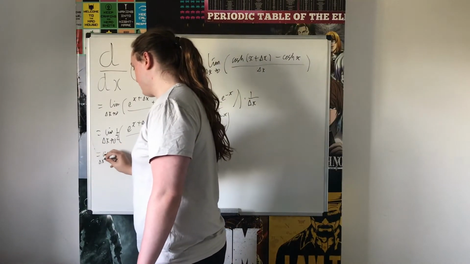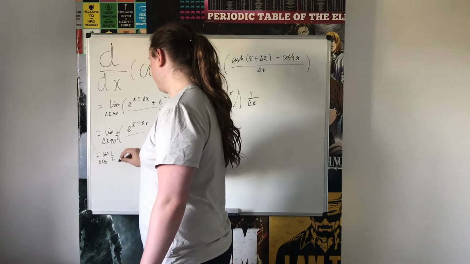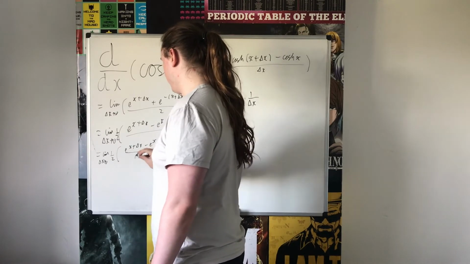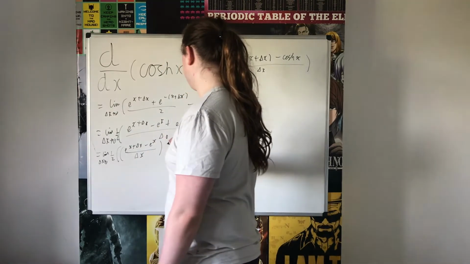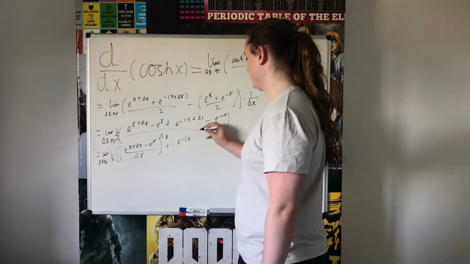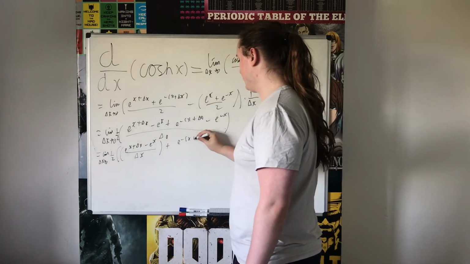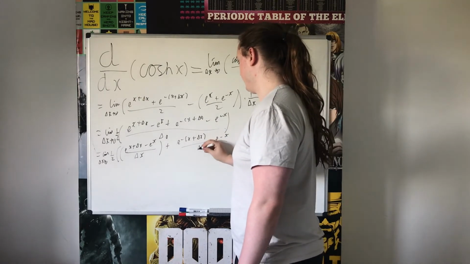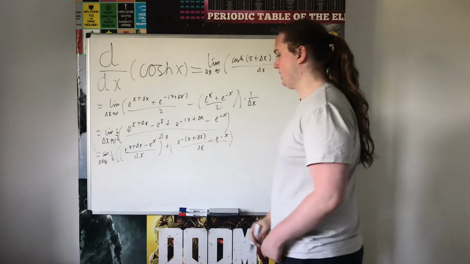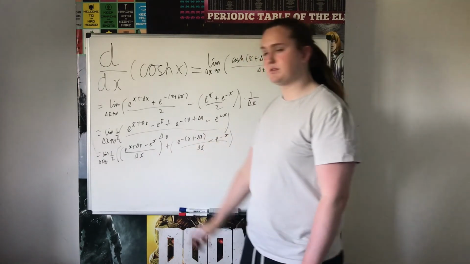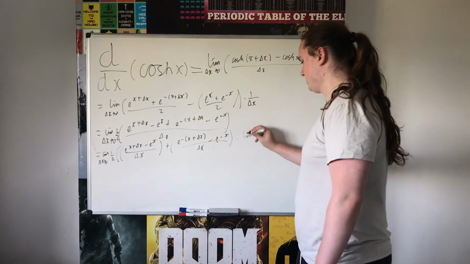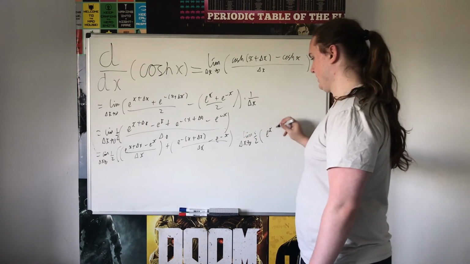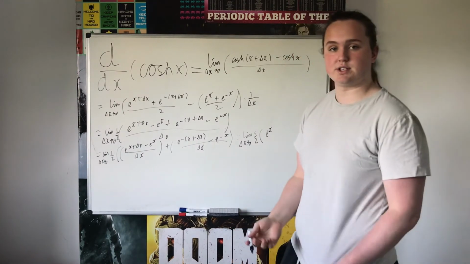And then this is the limit as delta x approaches 0 of a half times e to the x plus delta x minus e to the x over delta x, plus e to the minus x plus delta x minus e to the minus x over delta x. Now we know from first principles that this is just the derivative of e to the x, so this will become the limit as delta x approaches 0 of a half times e to the x, and this is just the derivative of e to the minus x.